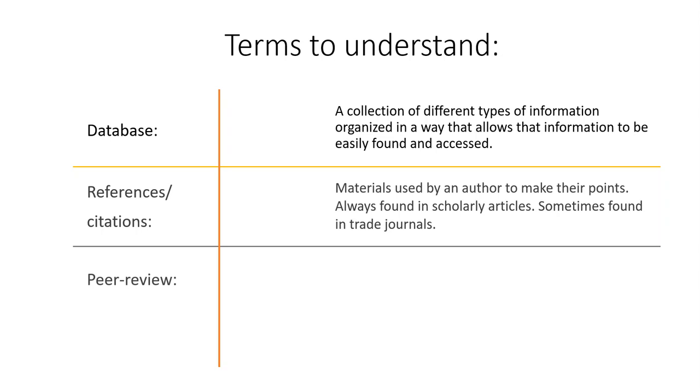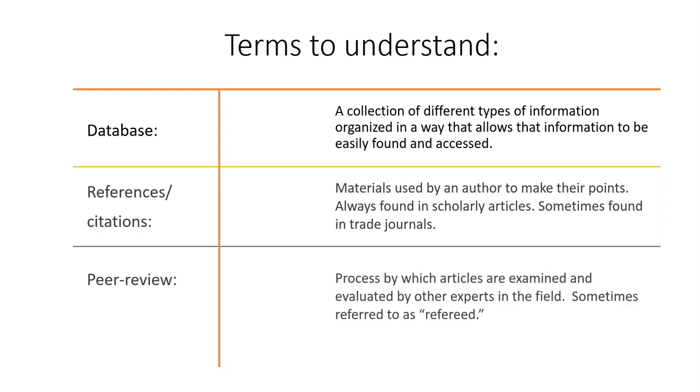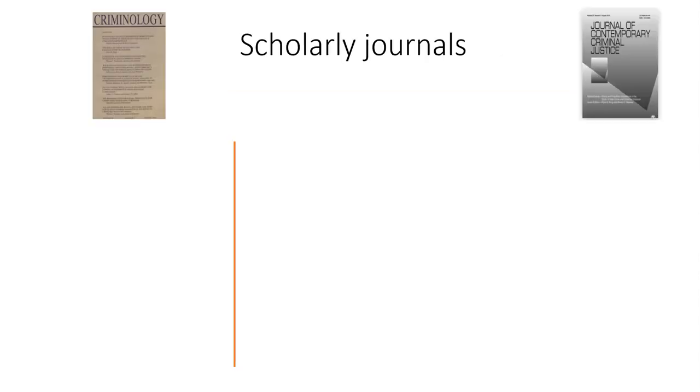Peer review is something that we find only in scholarly sources, and it's when an author will send an article or book to the editor or publisher, and the editor or publisher sends it out to other experts in that specific topic, and those experts read the article or book and pass judgment on it, say where it needs to be improved before it can be published.